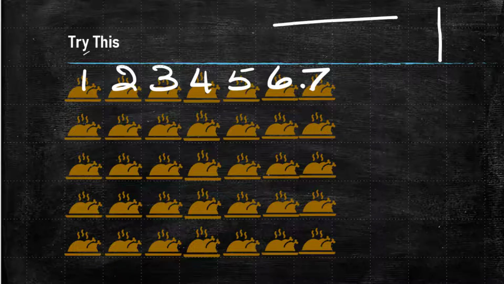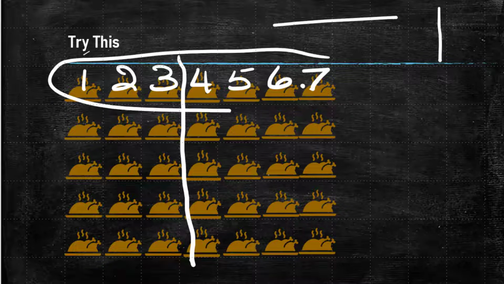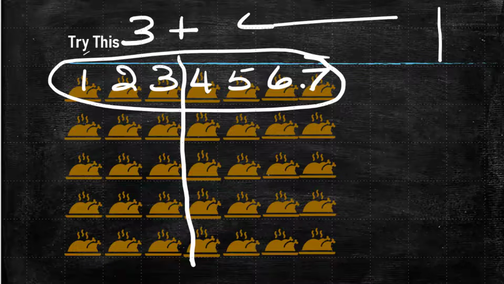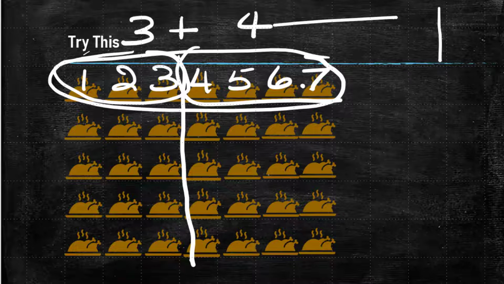Now, no matter how I break it apart, let's say I break it apart this way. What we're essentially doing is taking the number 7 and breaking it apart into 3 plus 4. Do you see that? On this side, there's 3, and on this side, there's a total of 4. I know it starts with 4, 5, 6, 7 right here, but it's really 1, 2, 3, 4. So 3 plus 4 is 7. That's how I'm breaking it apart.